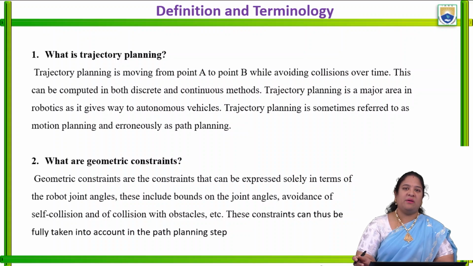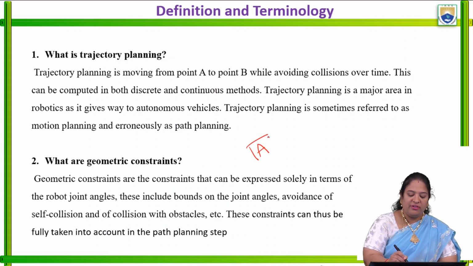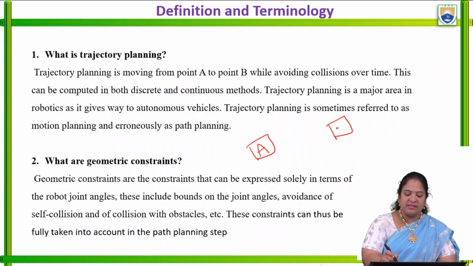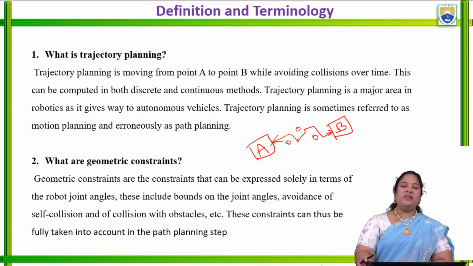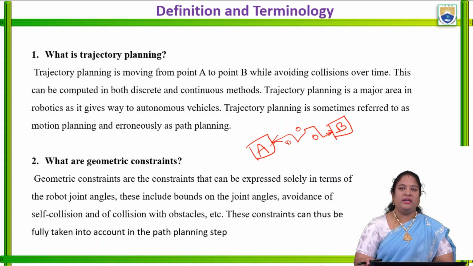That is, trajectory planning is moving from one position to another while avoiding collisions over time. For example, we are at a point A and this is a point B where the robot has to move from point A to point B, and in between you have a few obstacles placed. So the trajectory plan is where the robot moves by avoiding all these collisions and reaching the final destination, moving from point A to point B while avoiding collisions over a period of time. Now this can be computed in both discrete and continuous methods.